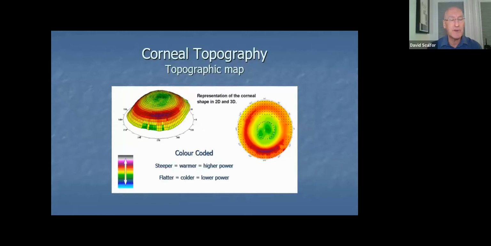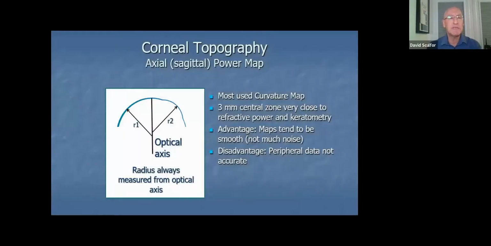You have to be slightly careful with colour coding, because sometimes they are normalised to an average cornea, sometimes they are normalised to the steepest and flattest curves, so you have to be a little bit careful with the colour diagrams. It gets even more confusing than that, because there are two ways of representing those corneal topography maps. The first one, and the most commonly used one, is called the axial or sagittal power map. The reason this one is commonly used is that the central 3 millimeters gives you a very close representation of what you would find with keratometry, and also tends to reflect what you'd find on a refraction.